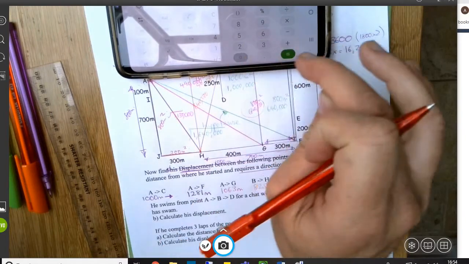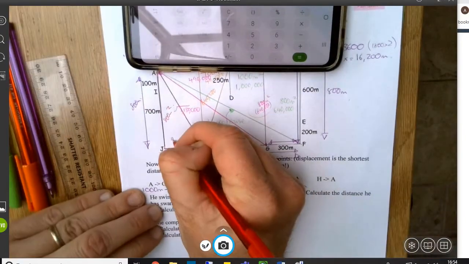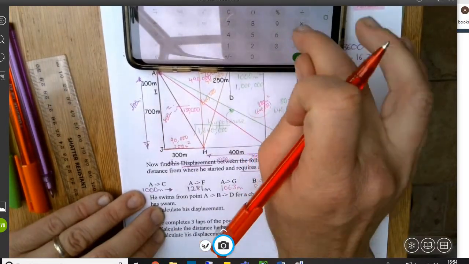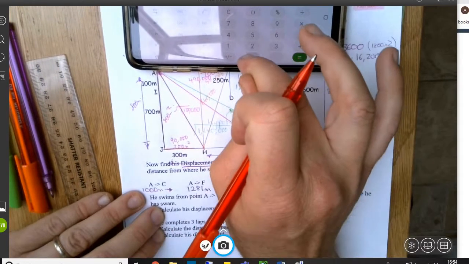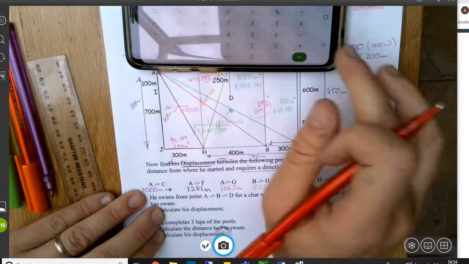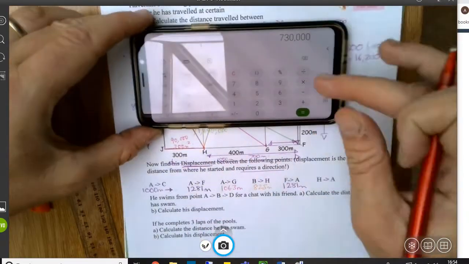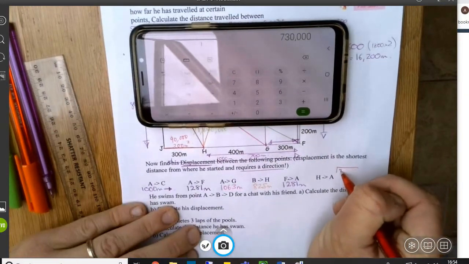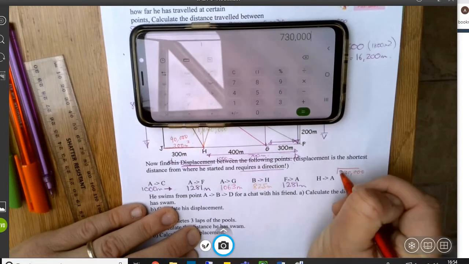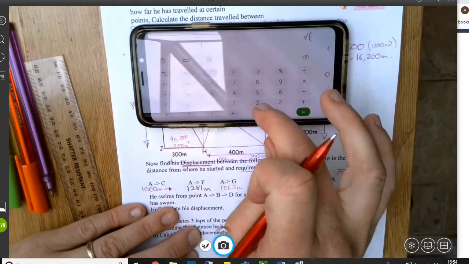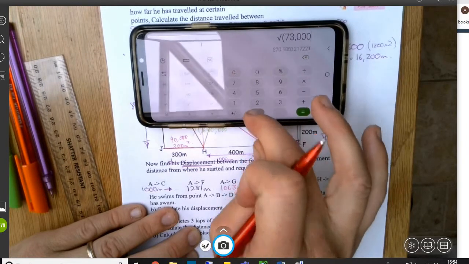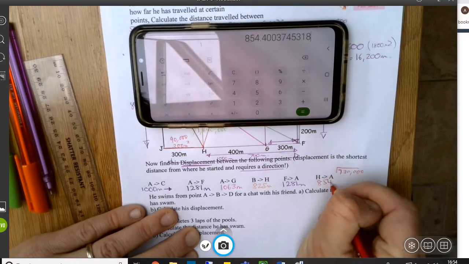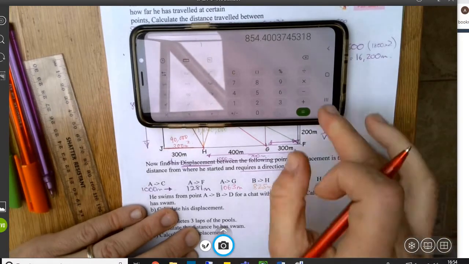Okay, 300 meters squared gives us a reading of 90,000. We already know that this distance here is going to give us our 640,000, gives us 730, so we're looking at the square root of 730,000. And a displacement of 854 meters.